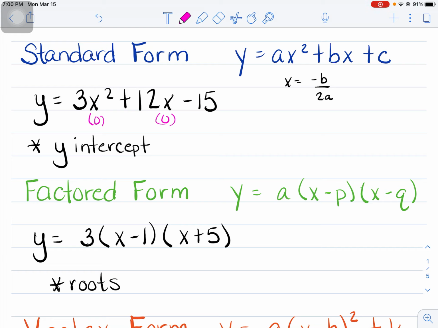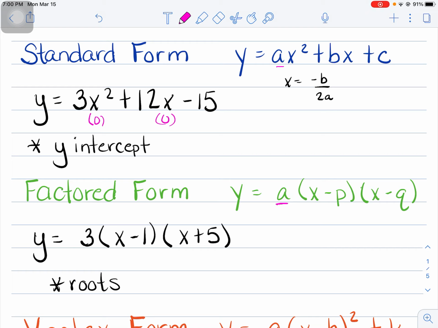Now this form, its general form, is y equals a. A is still the same value as a in standard form. It's still the same number. It still controls whether it opens up or opens down. Of course, if it's positive, it opens up. If it's negative, it opens down. It still controls how wide or how narrow a parabola will look. The difference is it's in factored form.